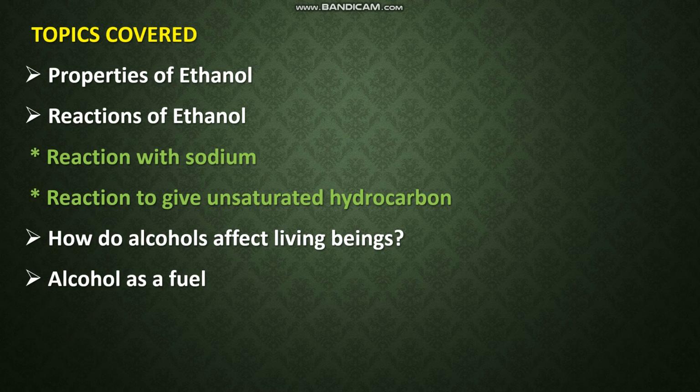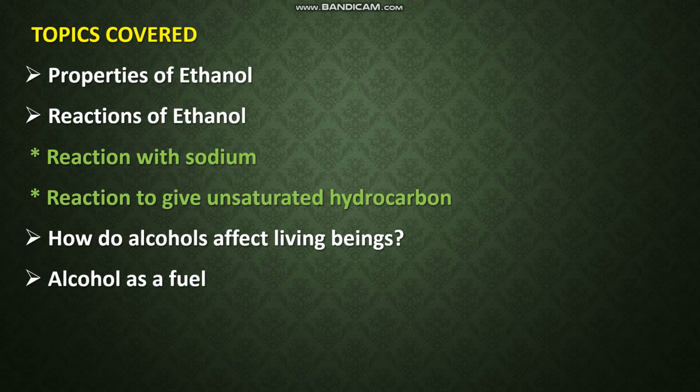So we have learnt in this lesson the properties of ethanol. And what are the properties? It is a liquid and it is used as a solvent for some medicines like tincture iodine, cough syrup, tonics, etc. Then we learned the reactions of ethanol. In reactions, we have learned two reactions: how it reacts with sodium and how it gives an unsaturated hydrocarbon.